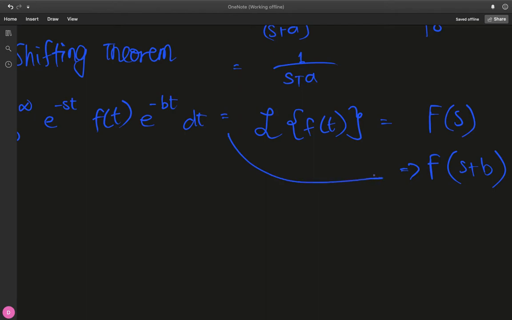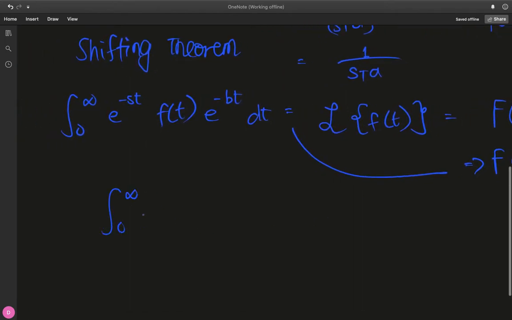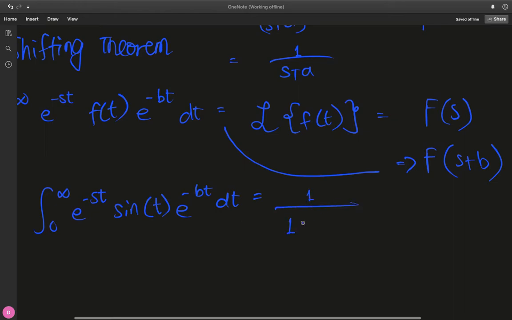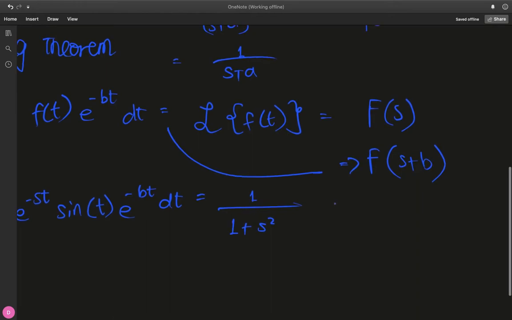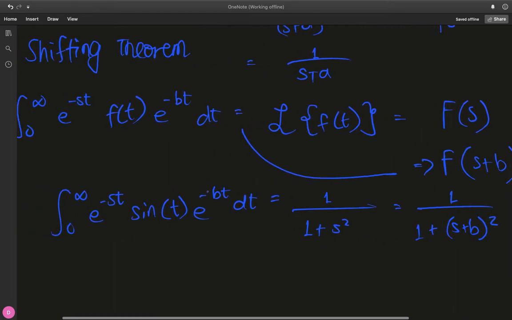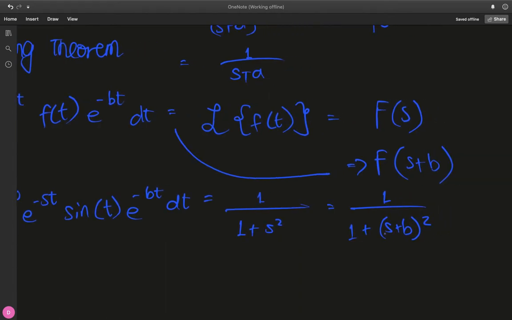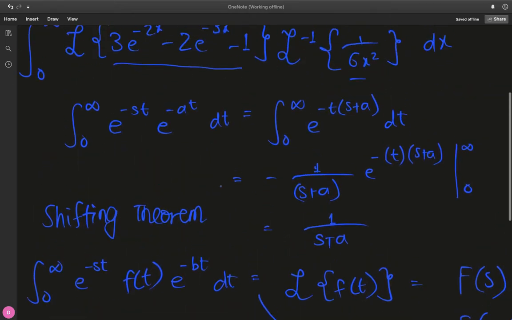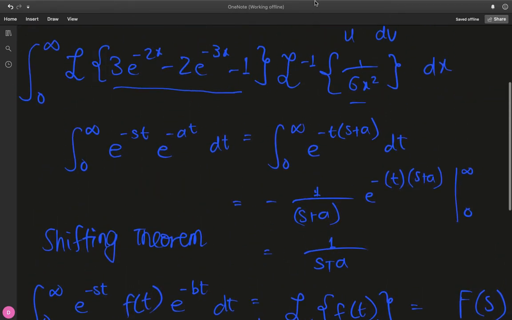And you can show this: if you have the integral from 0 to infinity of e raised to minus st, basically the Laplace transform of sine of t times this exponential factor e raised to negative bt dt. Well, the Laplace transform of sine is basically 1 over 1 plus s squared, but because we have the shifting factor, this becomes 1 over 1 plus (s plus b) the whole thing squared. So instead of s you just substitute s plus b, and if you have a positive bt, this will be s minus b. So we can use this property to find the Laplace transform of whatever it is we need to find.